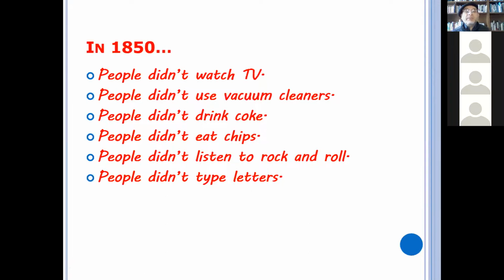In 1850, people didn't watch TV. In 1850, people didn't use vacuum cleaners. In 1850, people didn't drink Coke. In 1850, people didn't eat chips. In 1850, people didn't listen to rock and roll. And in 1850, people didn't type letters. These are some of the sentences that you could have included in your task, but they don't have to be exactly the same. You just keep the ideas. Okay, so let's see. In this moment, I stop sharing.